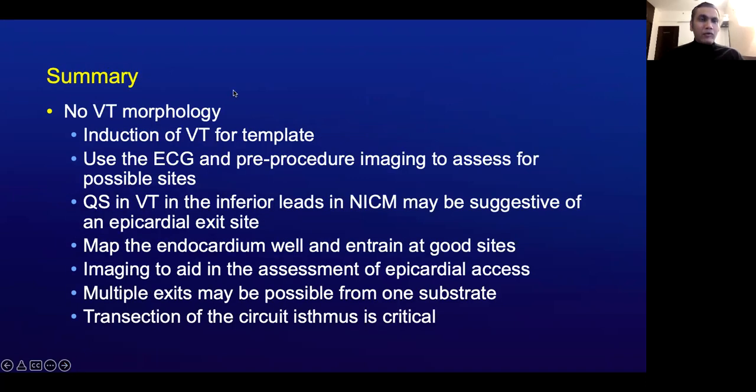In summary, therefore, when a patient with recurrent ICD shocks presents with no apparent VT morphology, it's useful to induce the VT at the beginning of the case for template purposes. Use the ECG at that time and the pre-procedural imaging to assess for possible sites of the exit of the ventricular arrhythmia. The presence of QS in the VT in the inferior leads in NICM may be suggestive of an epicardial exit site. It is critical, however, to map the endocardium well because the circuit may actually be within the endocardium and may preclude epicardial access.